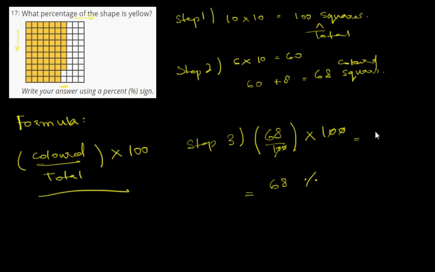Technically we're left with 68 over 1 multiplied by 1, but multiplying any number by 1 gives us that exact same number, and 1 in the denominator doesn't really change the number or the value. So 68% is our answer. So 68% of this figure is colored.